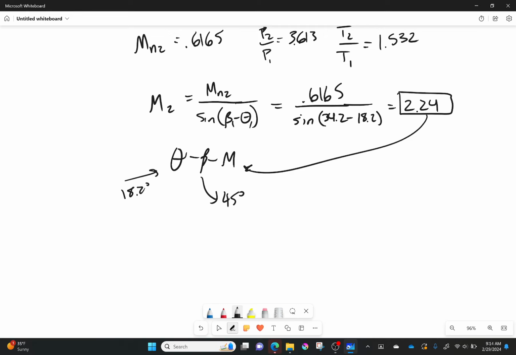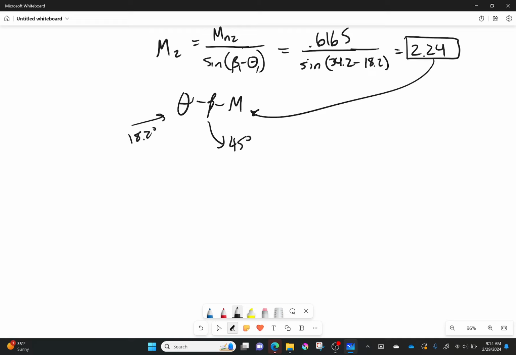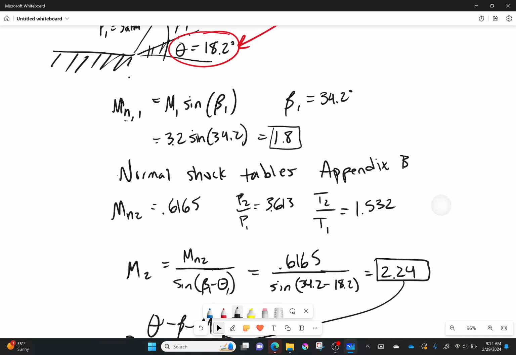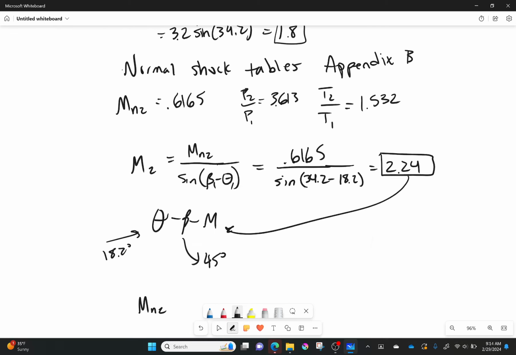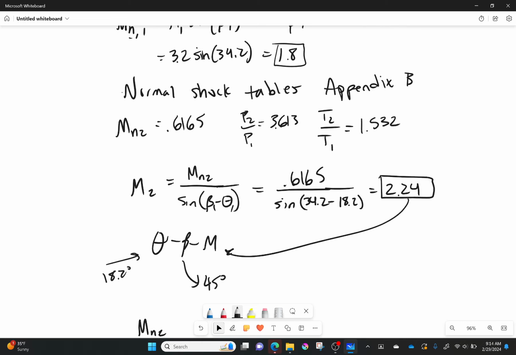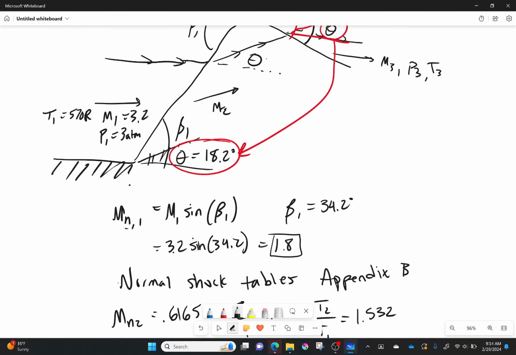Let's go ahead and find our normal shock properties for that shock wave. So first off, M normal 2, okay? This is, as a note, going to be different than earlier. Actually, will it be different? Yes, it will be different. Okay, M normal 2, just so you don't get confused, calculating M normal 2 here and M normal 2 here are very different things.